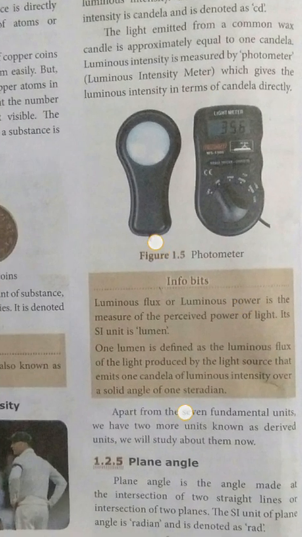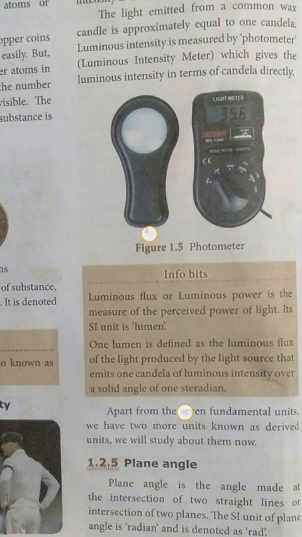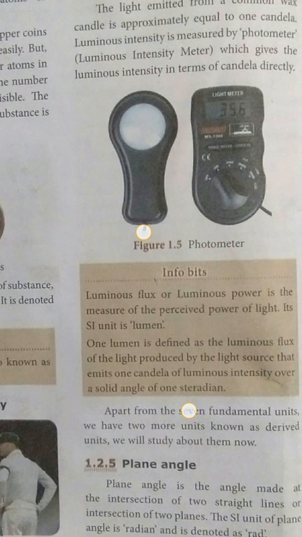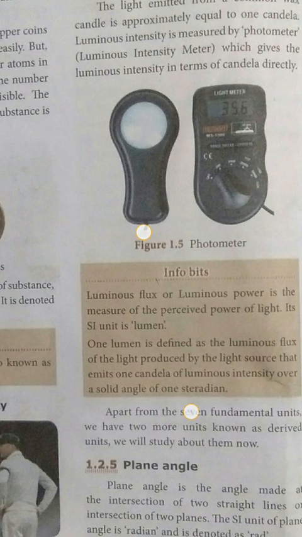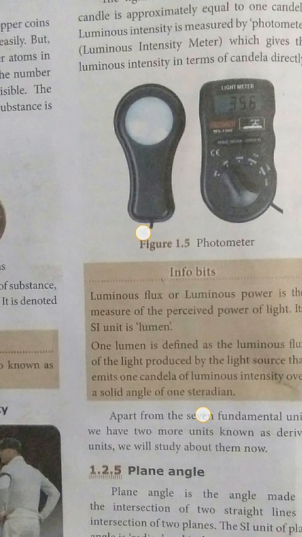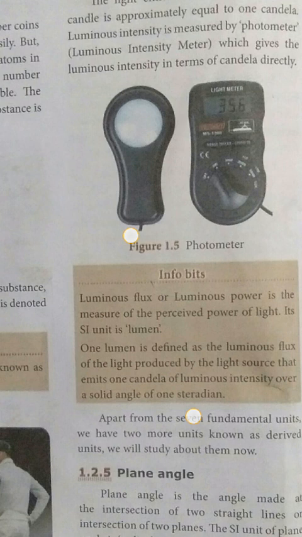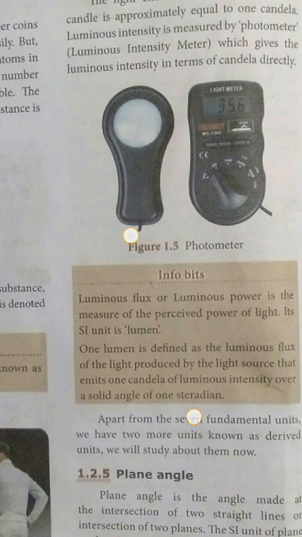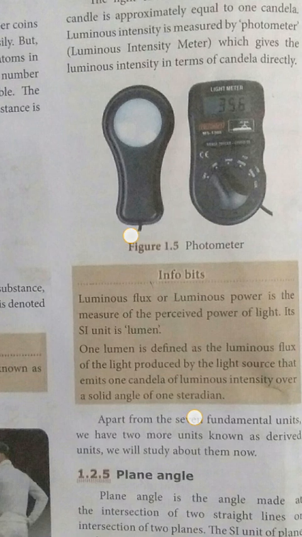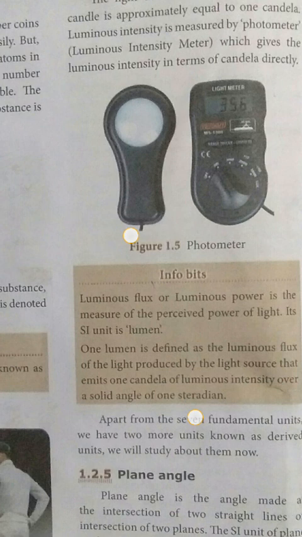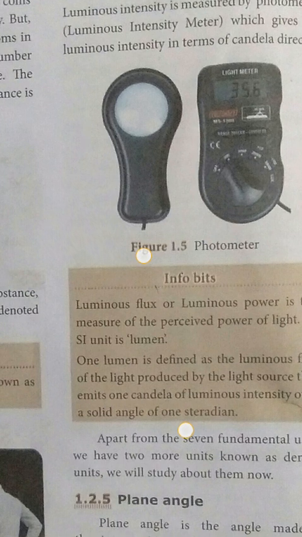One more term is there, that is luminous flux, otherwise luminous power. What is luminous flux or luminous power? It is the measure of the perceived power of light. Perceived power of light means total power of light emitted from the light source. Intensity means power of light in a particular direction only, but flux is the total power of light emitted from the light source. That is called luminous flux or luminous power. The SI unit of luminous flux or luminous power is the lumen.